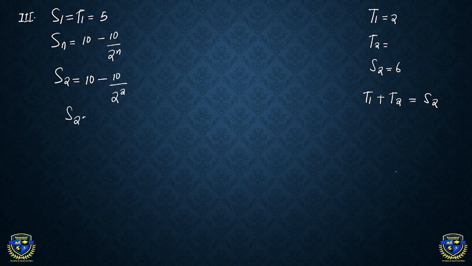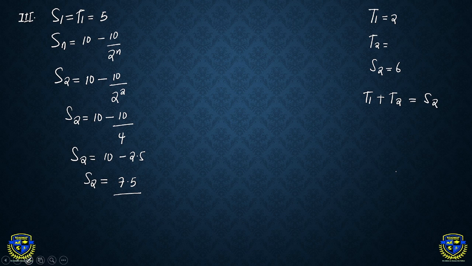So sum of the first two terms, we're going to say 10 minus 10 divided by 4, which is 2 to the power 2 there. Now, 10 divided by 4, the answer there is 2.5. Therefore, the sum of the first two terms, 10 minus 2.5, we're going to get 7.5. So this happens to be the sum of the first two terms.